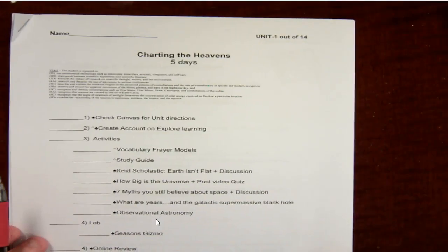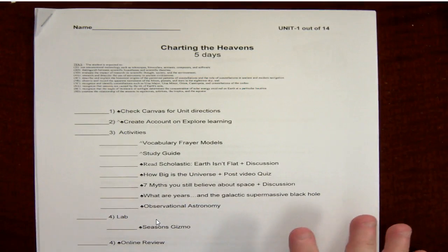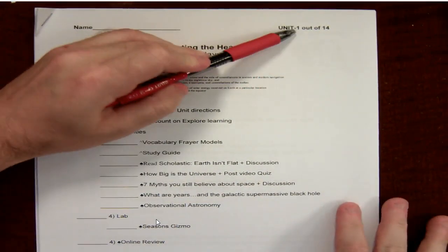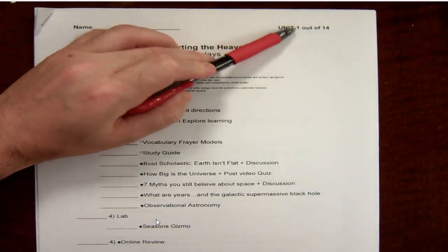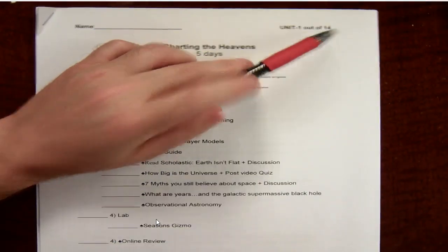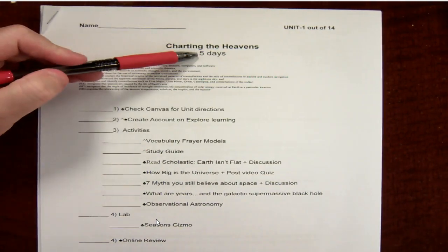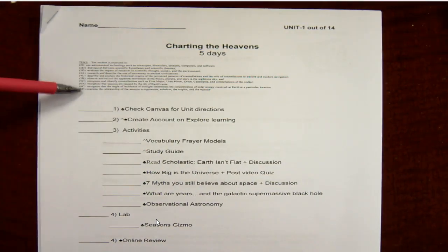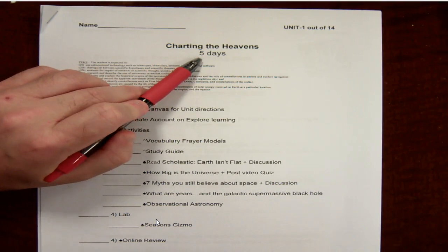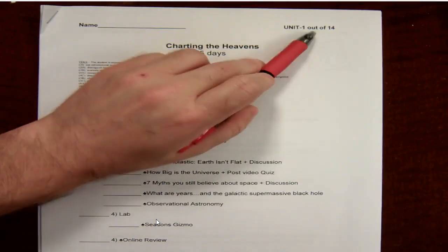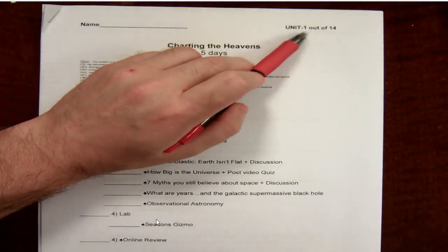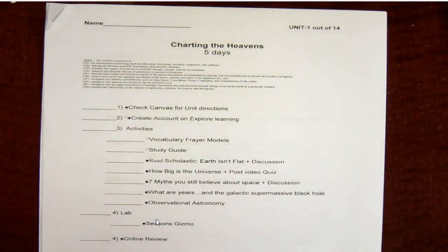That's just about it. So that's how to navigate Canvas. These are generally what your units are going to look like. Some are a little shorter than others. If you notice up here, this is what unit number you're on. So this is the first unit of a total of 14. And again, it should take 5 days. These are the TEKS it's supposed to cover. You don't have to worry too much about this, but what you should focus on is how long do I have to take this so I don't fall behind? And then if you want to know what you have left, it's right there, right? So that's it. Welcome to Astronomy.